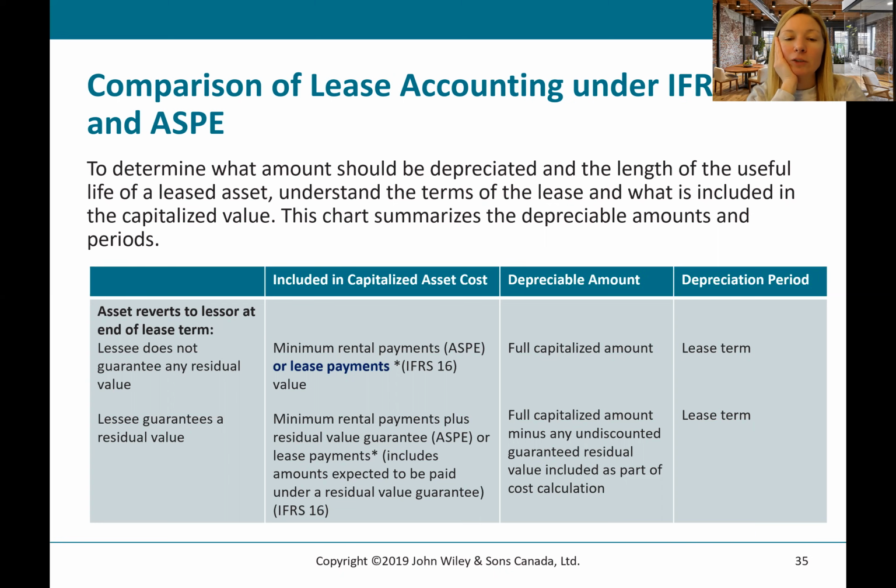If the residual guarantees a value, then we would use the minimum rental payments plus the residual value guaranteed. This is just terminology. That's why there's brackets everywhere. And the depreciable amount is the full capitalized amount minus any undiscounted guaranteed residual value included as part of the cost calculation in lease term. We'll see what that means as we progress through.